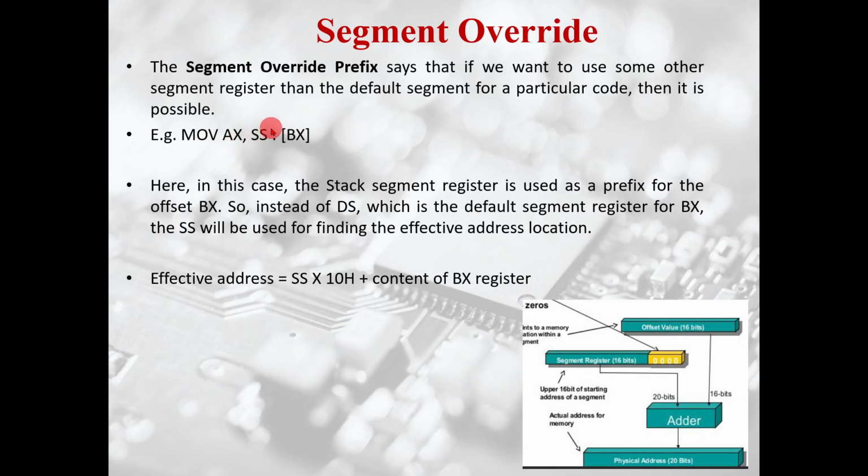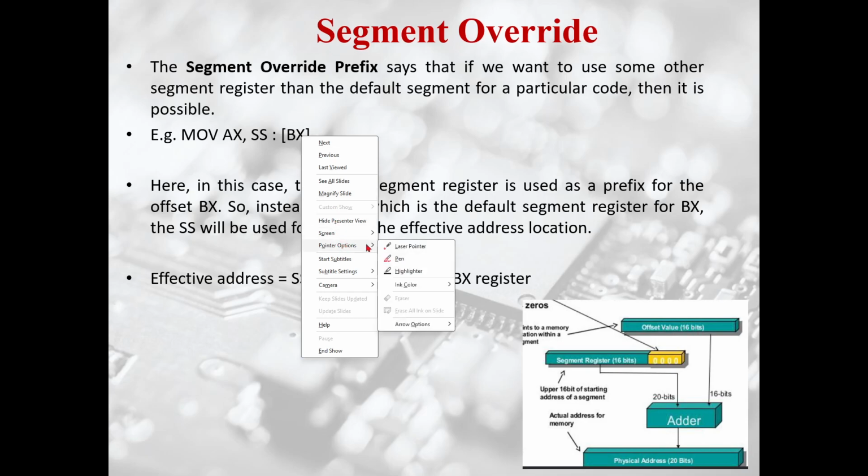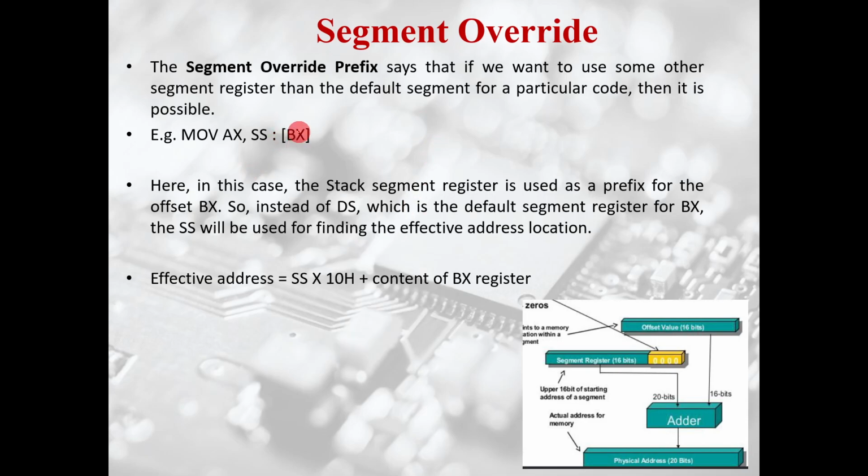If I just write AX and within a square bracket BX, then the contents of the memory location are given by, when I write BX within a square bracket, how is the physical memory location computed? From the DS register times 10 hexadecimal plus the contents of BX. And then the physical address gets computed. This is what we learned earlier.